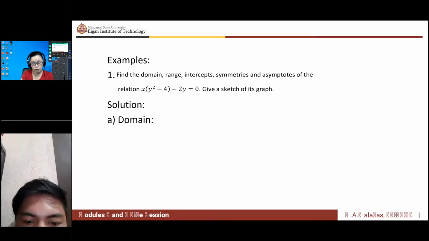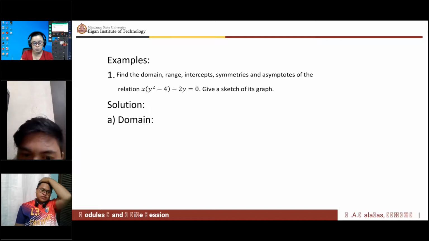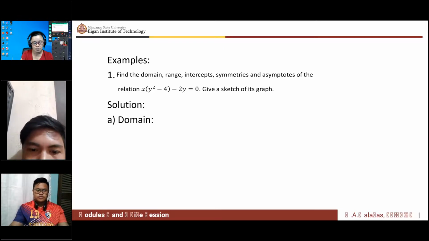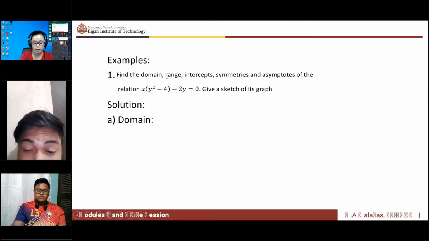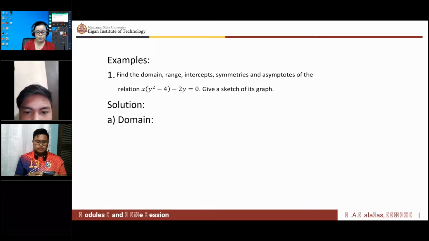Now, in some books, you can see instructions like discuss the domain, range, intercept, symmetry. So when you see the word discuss, it's actually finding those terms: domain, range, intercepts, like that. So let's start with the domain, and you are now very skilled in doing it. So how do we find the domain? So let's look at the equation.